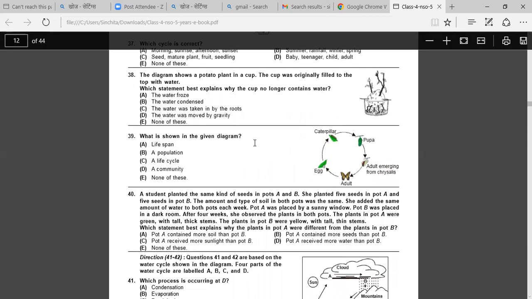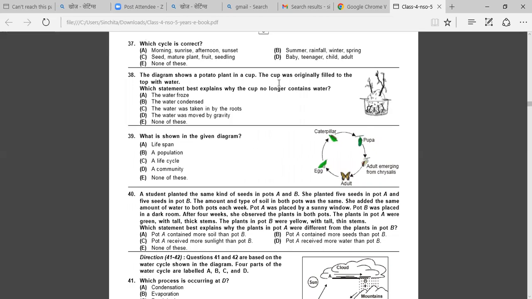Okay, number 38. The diagram shows a potato plant in a cup. The cup was originally filled to the top with water. Which statement best explains why the cup no longer contains water? The water froze. No, this is not the correct one. The water condensed. This is also wrong. The water was taken in by the roots. So this is the correct answer. See, there are roots coming out from this potato. So the roots have taken in the water.